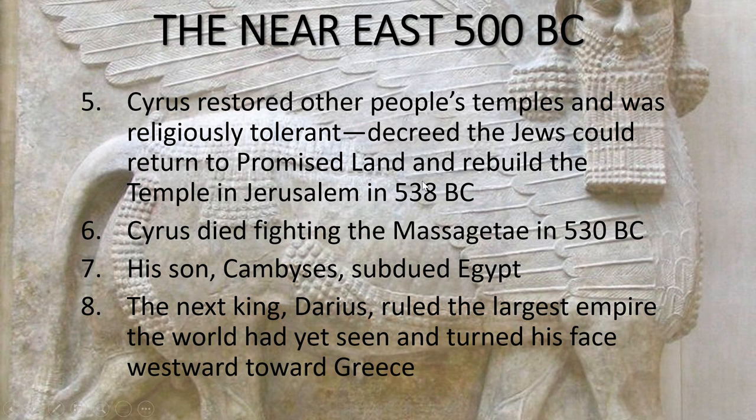Cyrus restored other people's temples, was religiously tolerant. He decreed that the Jews could return to the promised land and rebuild their temple in Jerusalem. 538 BC. Cyrus died fighting the Massagetae, 530 BC, and Cambyses subdued Egypt. And the next king, Darius, ruled the largest empire the world had yet seen.